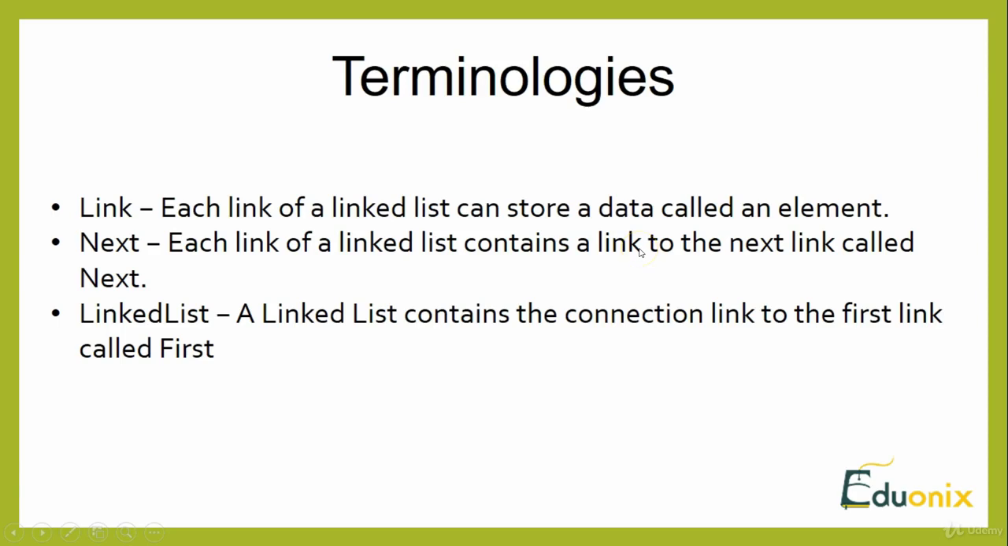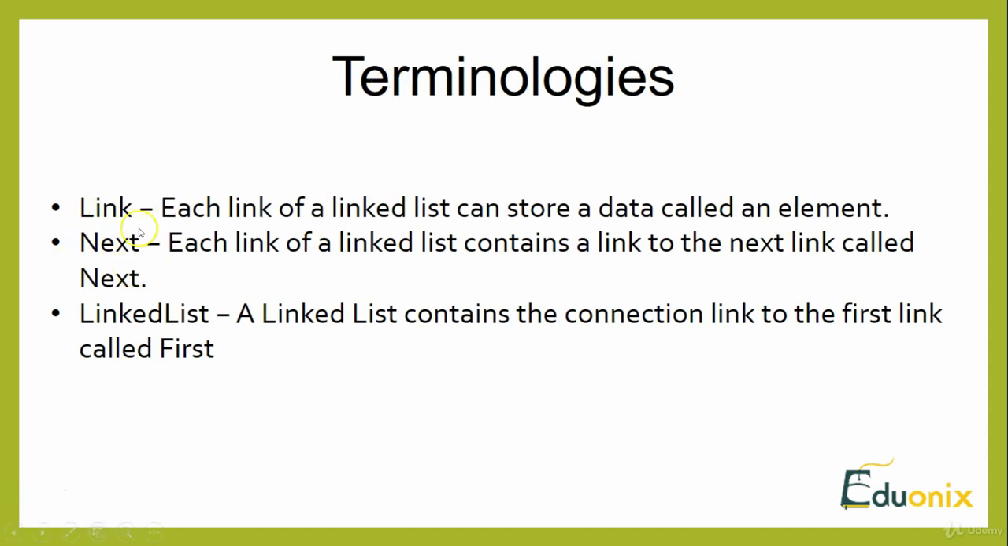Next comes understanding the various terminologies. We basically have three terminologies for the linked list data structure. The first one is the link. Each link of a linked list can store data called an element. So every element is associated with the help of a link, and this link can store data which is called an element, like the item we mentioned earlier.